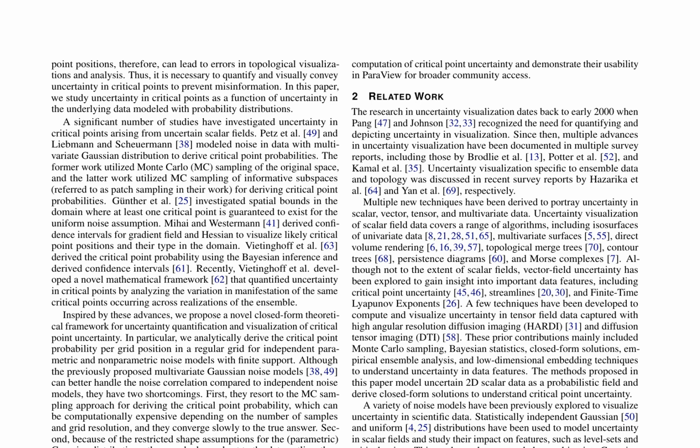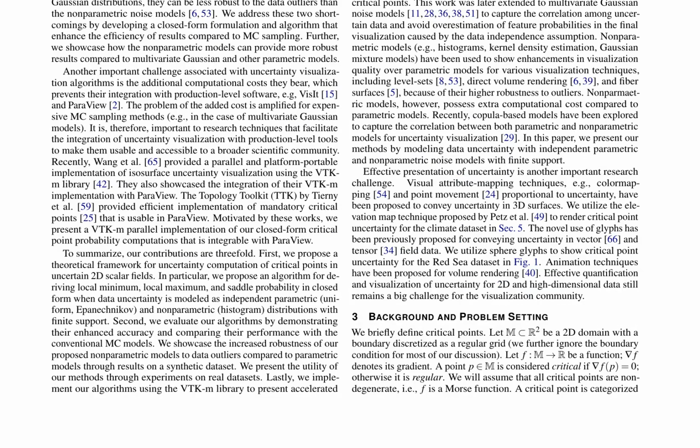to Monte Carlo sampling. The framework analytically derives the critical point probability per grid position in a regular grid for independent parametric and nonparametric noise models with finite support. Nonparametric models can provide more robust results compared to multivariate Gaussian and other parametric models.